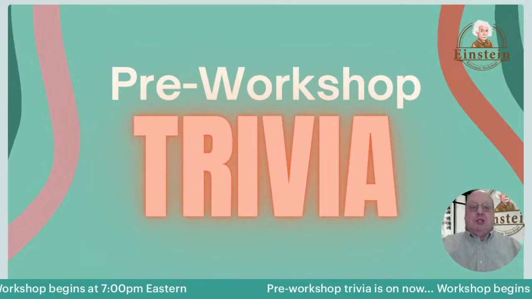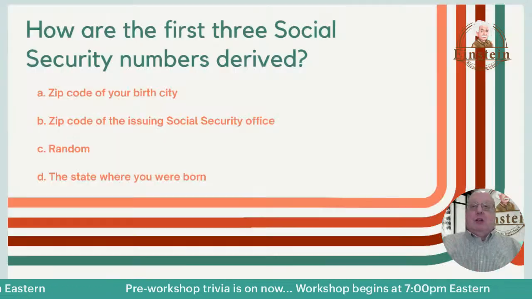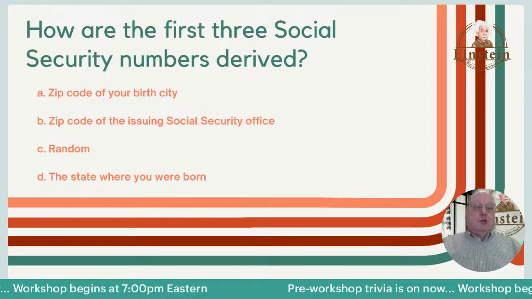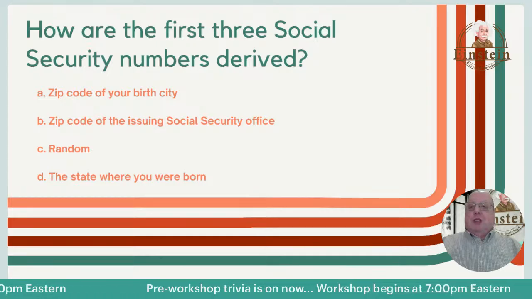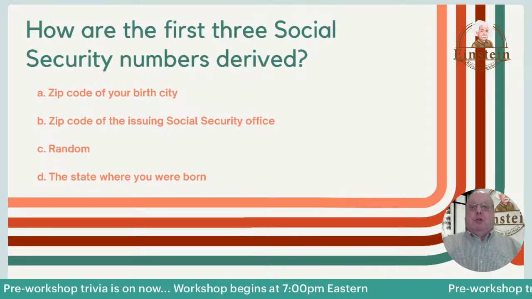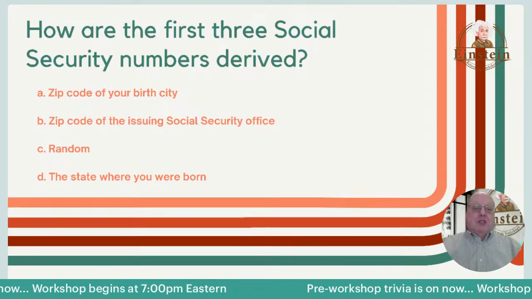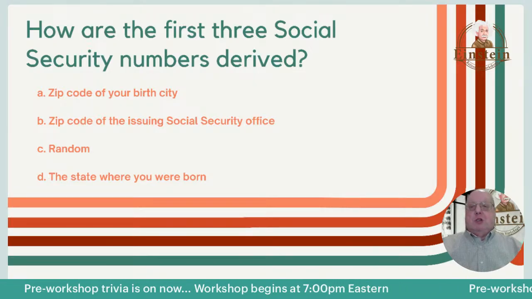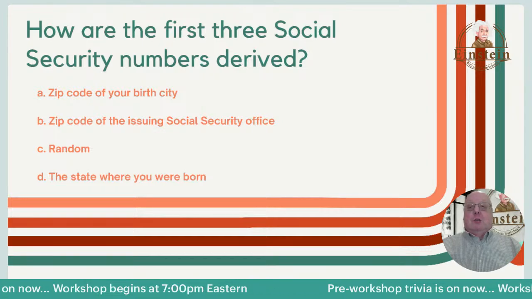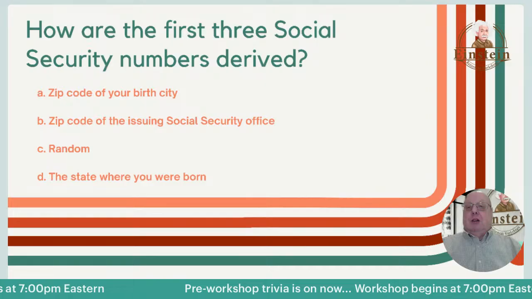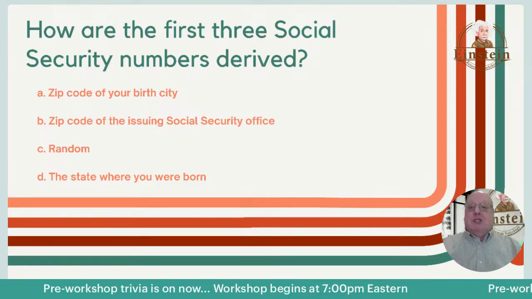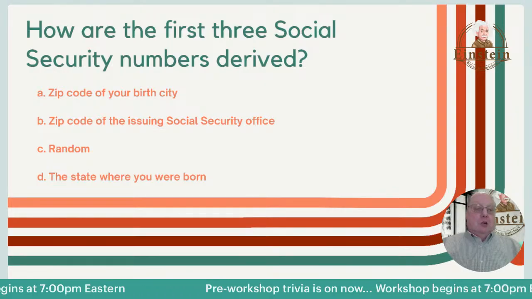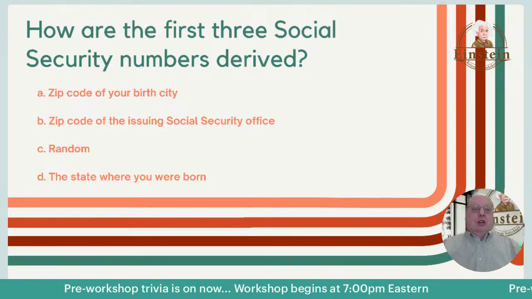We'll just do a couple of quick questions to keep you entertained until the top of the hour. You can answer these questions by using the same chat function that you just used, and then we'll get started. All right, so how are the first three numbers of your Social Security number derived? Everybody has 9 numbers: 3 numbers, 2 numbers, and 4 numbers. Those first 3, they're sort of special. Where do they come from? Is it A, zip code of your birth city, B, zip code of the issuing Social Security office, C, random, or D, they represent the state that you were born in? A, B, C, or D? Just throw in your answers.